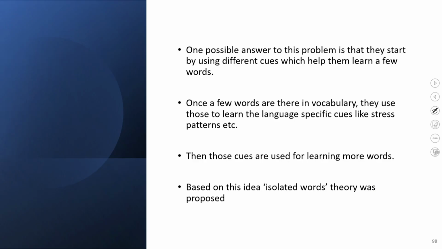So, one possible answer to this problem is that they start by using different cues which help them to learn a few words. By different cues we mean probably a set of cues. It could be allophonic, it could be prosodic cues, it could be any of the three that we have already talked about. Once those cues are used, and this way or that way the child figures out a few words, then using it as a base, they build up the later understanding of the rest of the vocabulary.